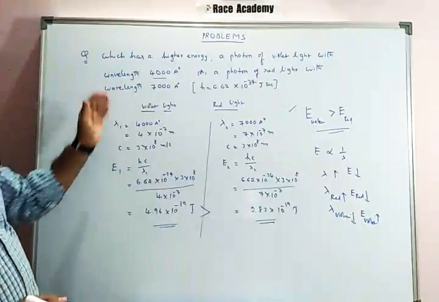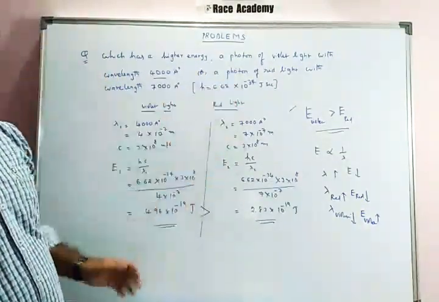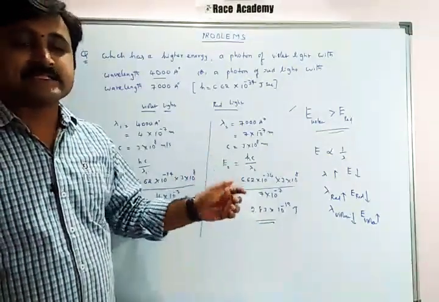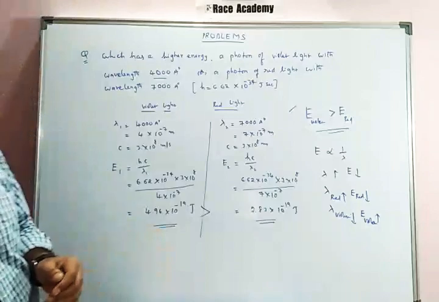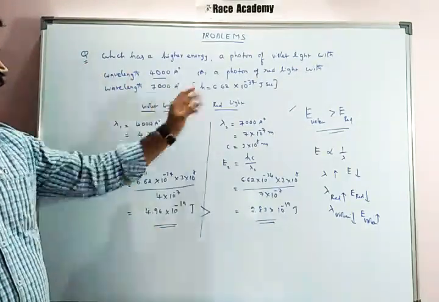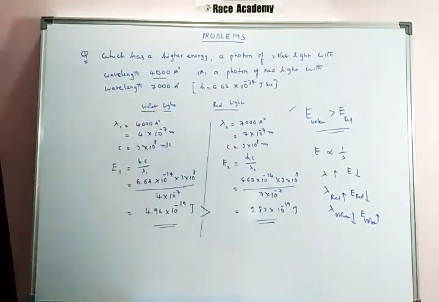In this way also we can understand in a theoretical manner. If you want to prove it numerically, you have to do the calculation for the energies of both the lights, and you can prove that the photon of violet light has higher energy than the photon of red light. This is one good problem on the quantum theory. So we'll go to the next one.